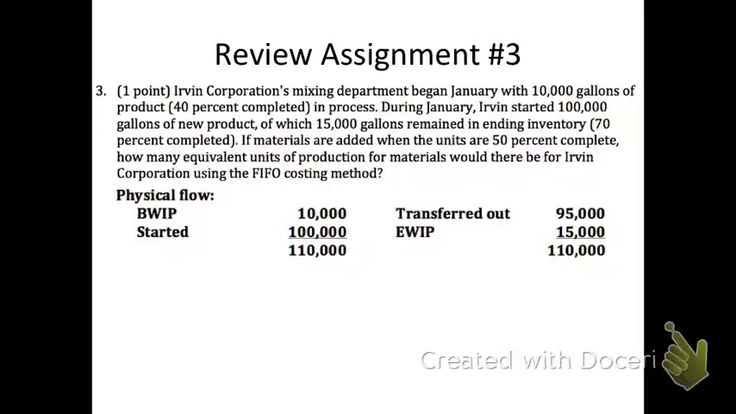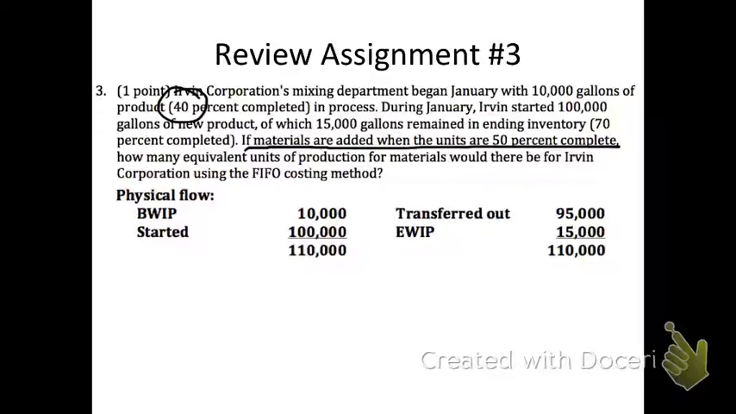Now you have to think about our materials, because we're trying to determine the equivalent units for materials. We know that materials are added when the units are 50% complete. What this means is, as I do my conversion and I get to that 50% point in the conversion process, I will add all of my materials. So I have to look at where I'm at in the conversion process, both for my beginning and ending inventory. The beginning inventory of 10,000 gallons is 40% complete, which means coming into January, I'm only 40% through the conversion process.